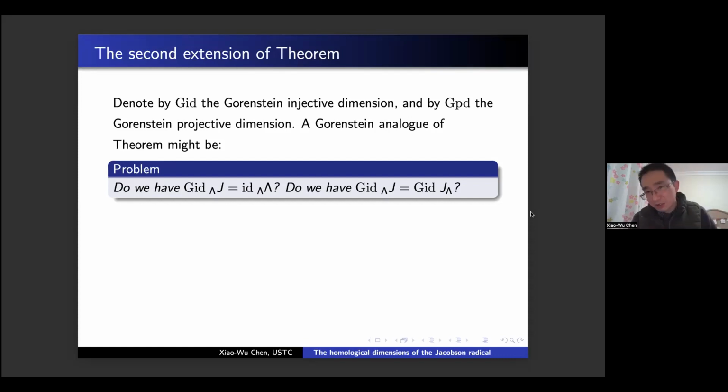Remember that for injective dimension we have the symmetry on both sides. They are equal to the global dimension. But for Gorenstein injective dimension, that is not known; it is open.